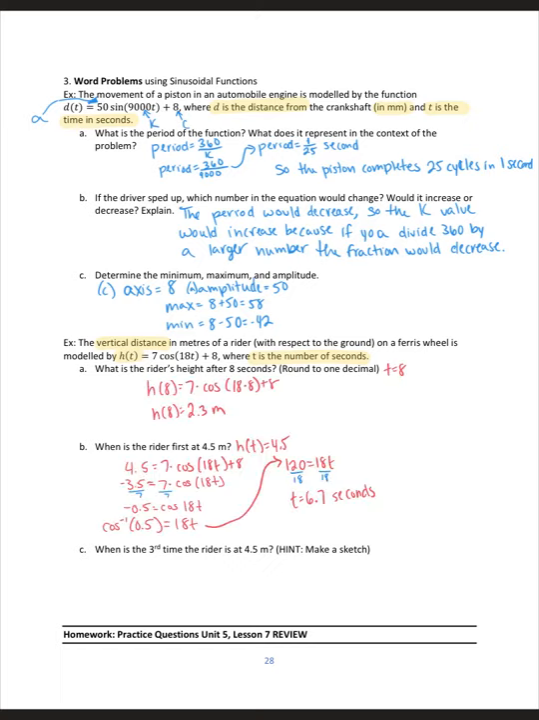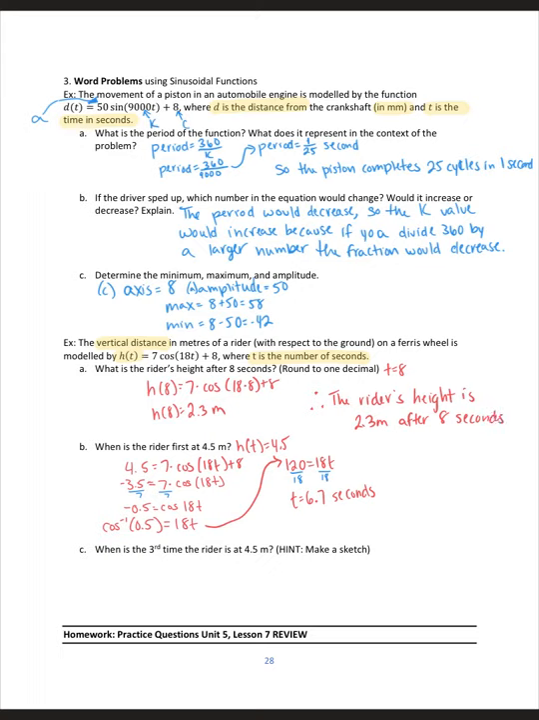Okay, there's the solution for your first two. So for the first one, we're plugging in 8 for our time, and then we're solving to figure out that the height is 2.3. So we could say, therefore, the rider's height is 2.3 meters after 8 seconds.